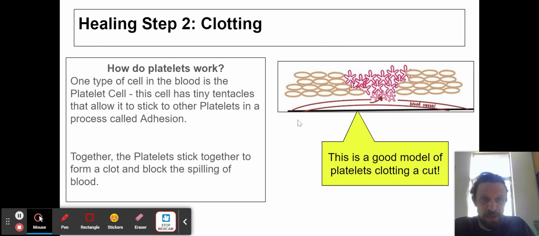And here, this is a good reminder. One thing we're working on is how to model this process. This is a really nice model of platelets clotting a cut. This person's got the blood vessel here, and then they've got their skin cells here, and then platelets here.